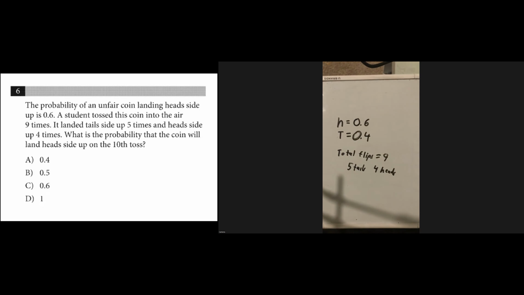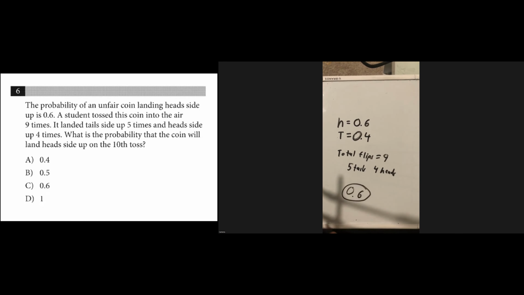And we're told that they flipped it 9 times. If it landed tail side up 5 times and head side up 4 times, what is the probability that the coin will land heads on the 10th toss? And so the main thing this is testing is, well, the correct answer, first, let me just tell you the correct answer. The correct answer for this would be 0.6.